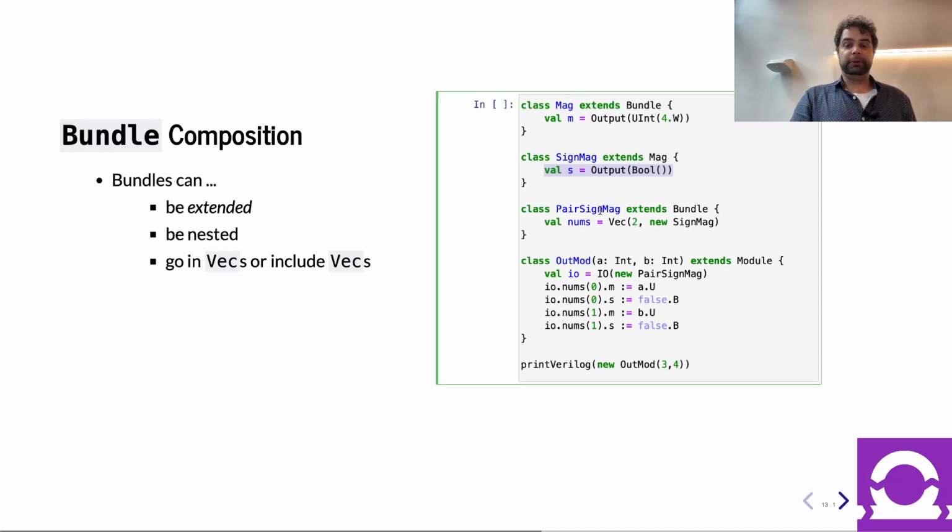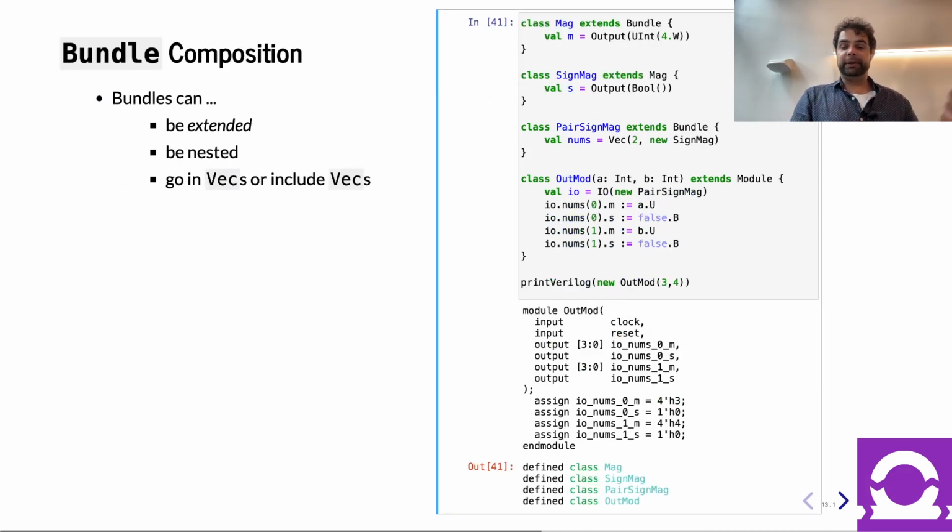That's all cool. And then of course, we can make yet another bundle that has maybe a Vec. We learned last time how to have multiple things. We can have two sign and magnitude things. And to put this whole thing together, we have this module now which can produce two sign and magnitude things. And then, of course, we're just hardwiring the fields. But you can see you can build things up.